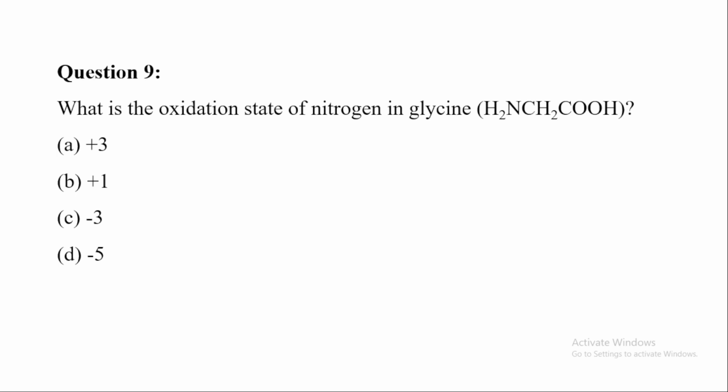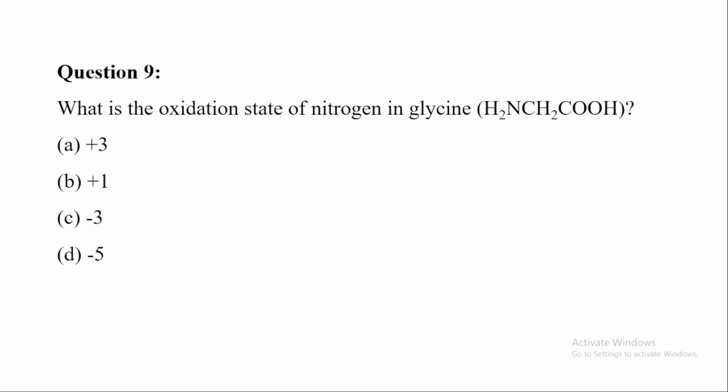So, how do we calculate the oxidation state of any atom in the molecule? If I have to calculate the oxidation state of nitrogen, I will first have to see what is attached to the nitrogen. If you see in the structure of glycine, the nitrogen is connected to two hydrogen atoms and one CH2. So, two hydrogen atoms and one CH2.